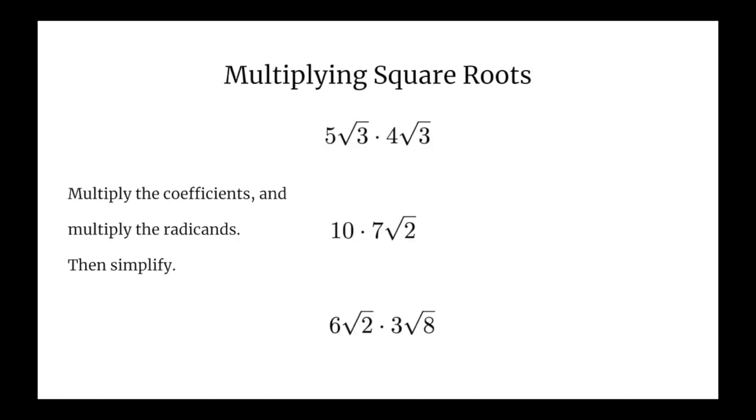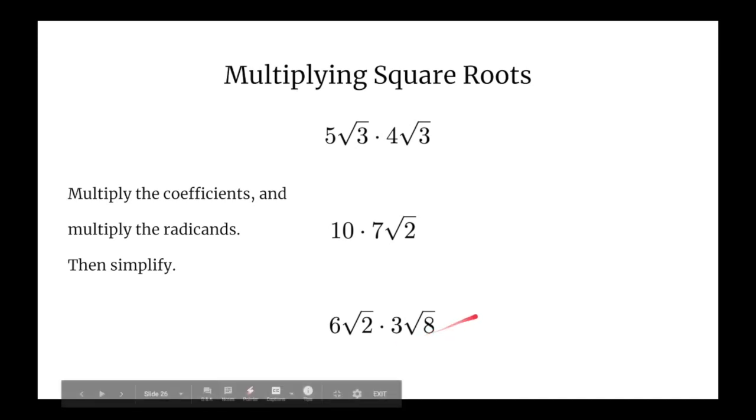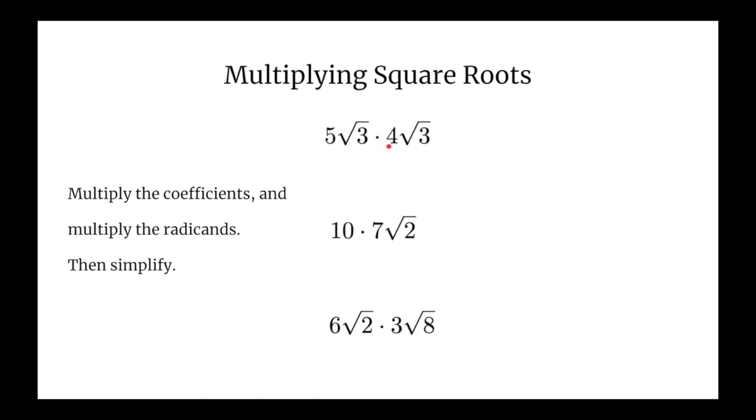Now let's talk about multiplying square roots. When we multiply square roots, we multiply the coefficients and multiply the radicands, and then simplify. So here we have 5 multiplied by root 3 multiplied by 4 multiplied by root 3.